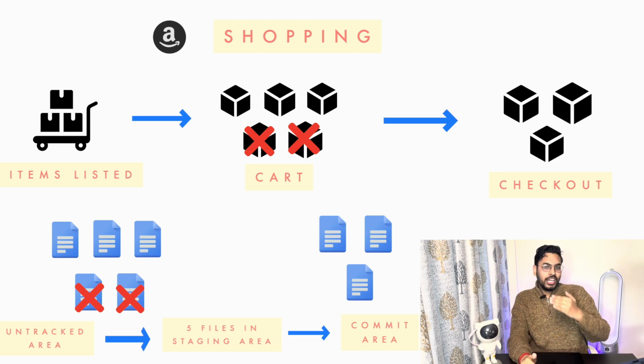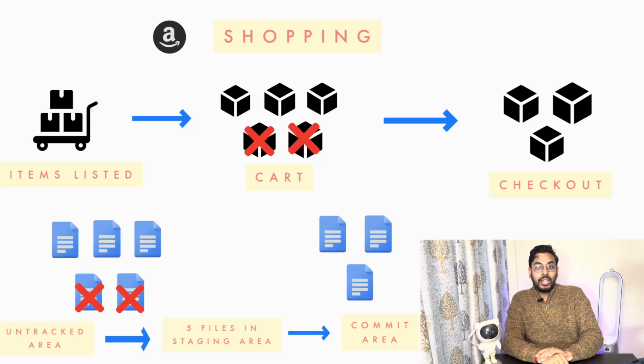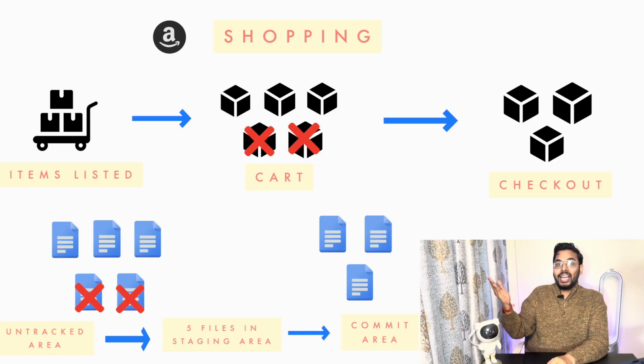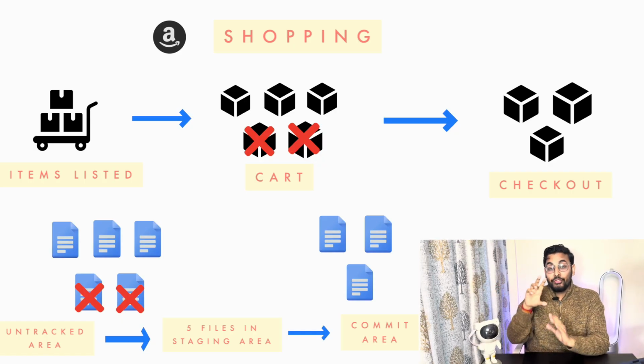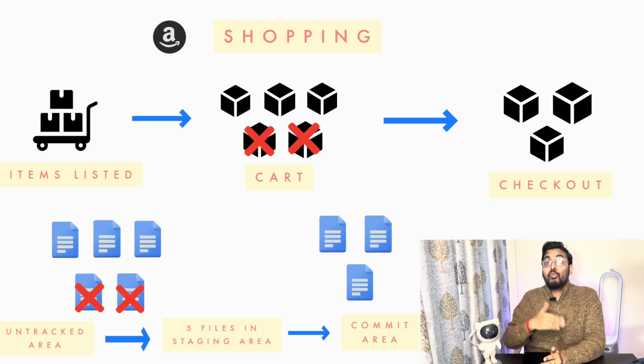So if you understand the analogy of a cart, like why a cart is required while shopping, that's the same reason why the staging area is required. Because before finalizing something, I want an area where we can do a final check, right? What I really need and what I really don't need, right? So now you have understood the Git life cycle.